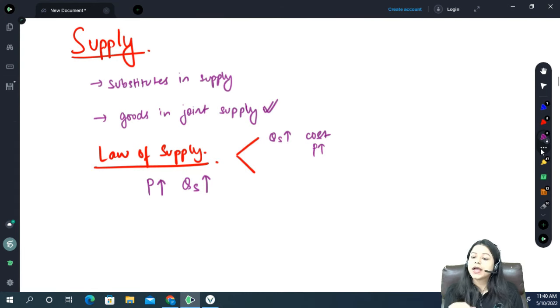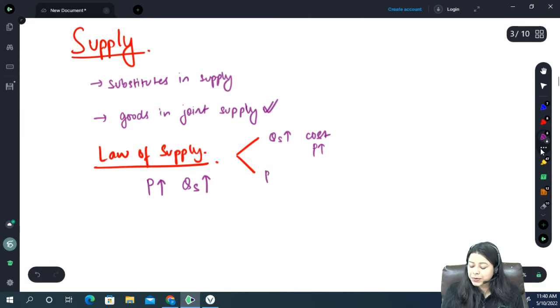So this is one ideology, that if your price is increasing, then you are able to cover the cost of selling a higher quantity of goods. So your quantity supplied is also increased. Clear? Is this clear? The second ideology is very, very simple, that if your price is increasing, your profitability, this pi is generally denoted as profitability.